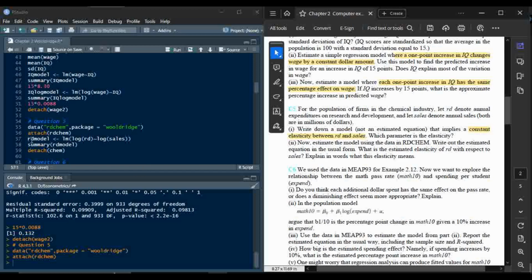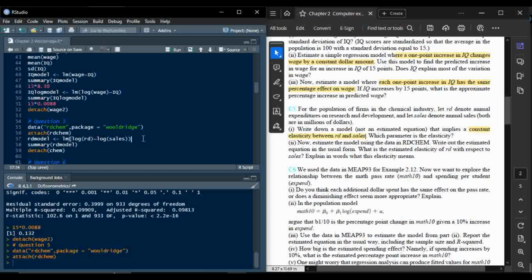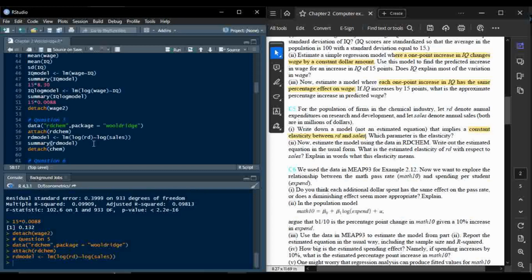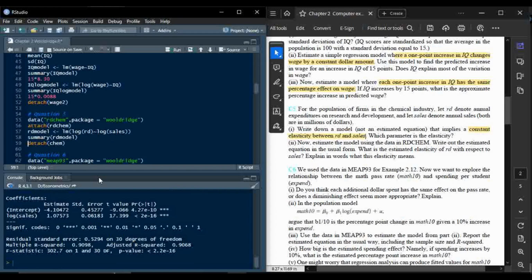Let's create a model by the name of RD model. Use the assignment operator, then lm(log(RD) ~ log(sales)). Now let's pass this command, Control plus Enter, and summarize this model. So here we can see that the intercept is minus 4.104, and the slope coefficient on log sales is 1.076, and the R squared value is 0.910.